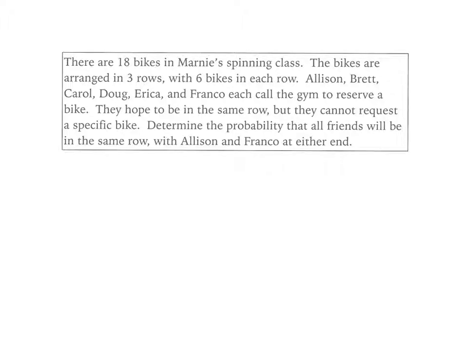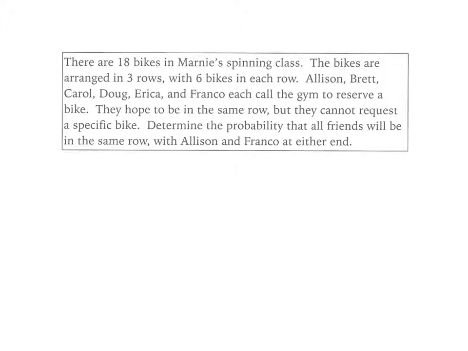I would say it's pretty hard. So there are 18 bikes in Marnie's spinning class. Okay, so spin class. She's just torturing herself here. The bikes are arranged in 3 rows with 6 bikes in each row. Allison, Brett, Carol, Doug, Erica, and Franco each call the gym to reserve a bike. You'll notice their names are A, B, C, D, E, F. They hope to be in the same row, but they cannot request a specific bike. Determine the probability that all friends will be in the same row with Allison and Franco at either end.